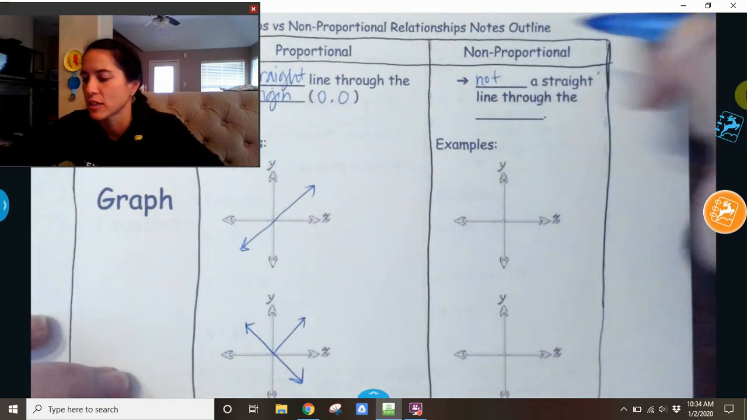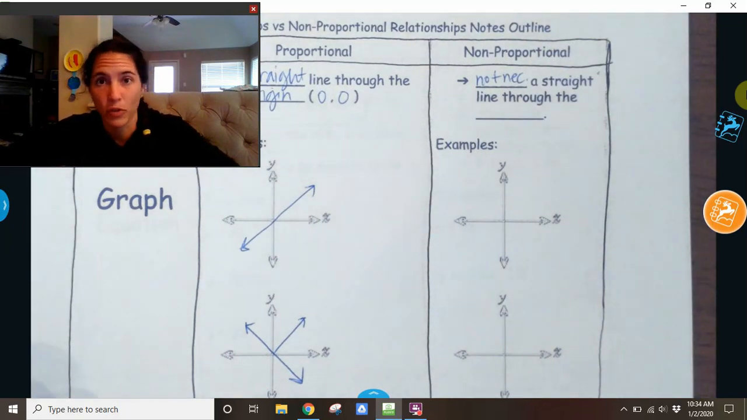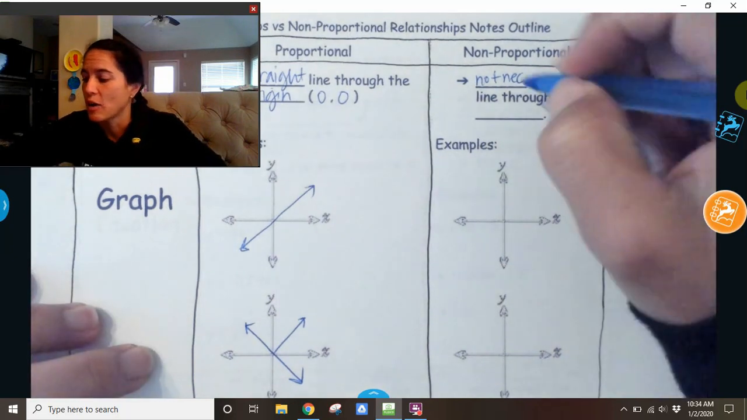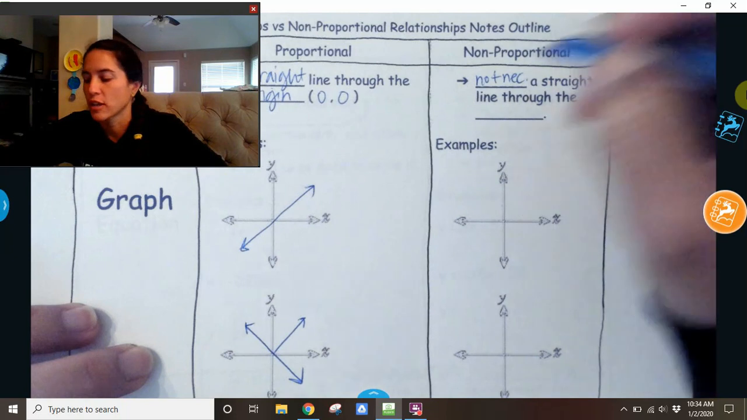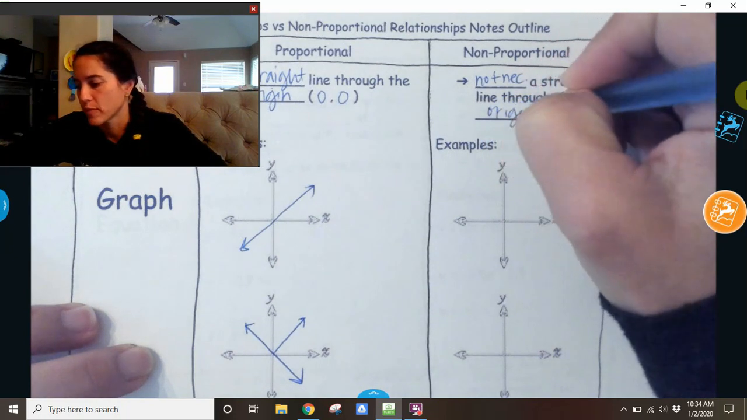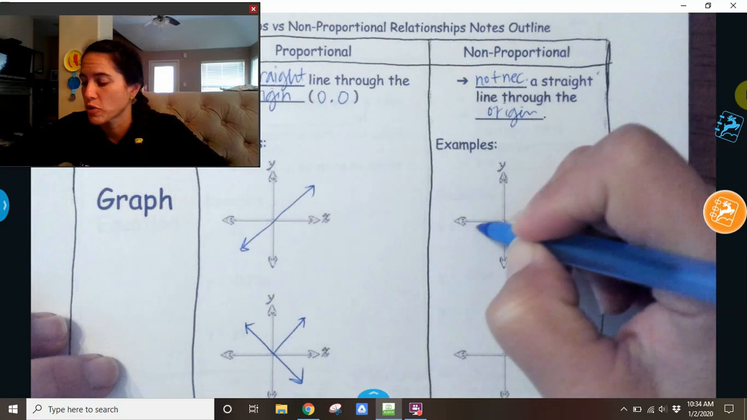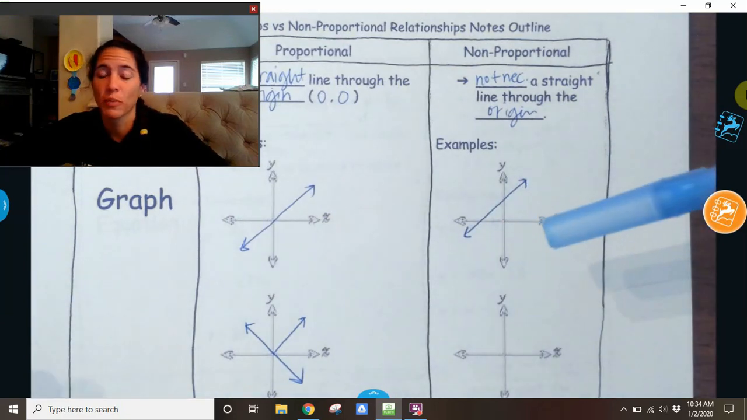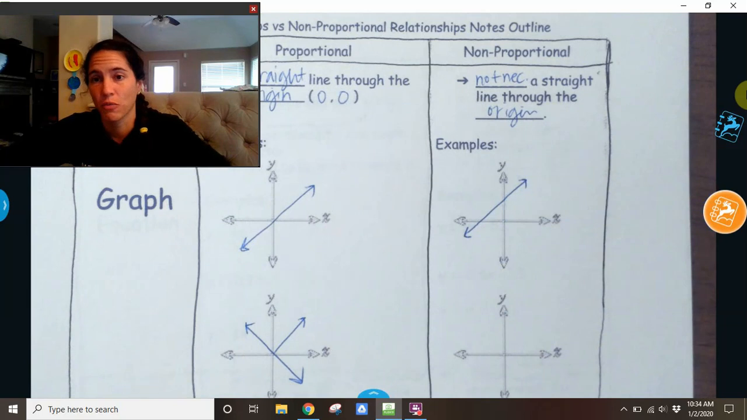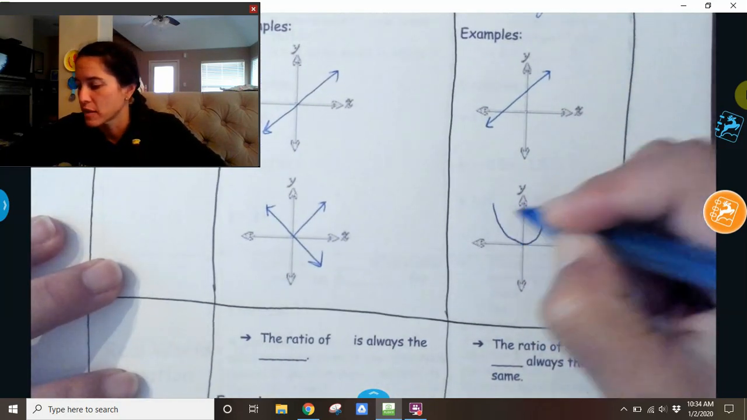It's not necessarily a straight line. It still could be a straight line and not be proportional, and I'll show you. A straight line, not through the origin. So it has to go through the origin to be proportional. You could still have a straight line, but that is an example of not proportional because it doesn't go through the origin. Another example of non-proportional might be something like this.